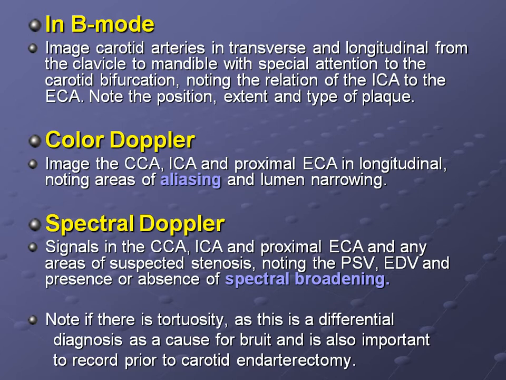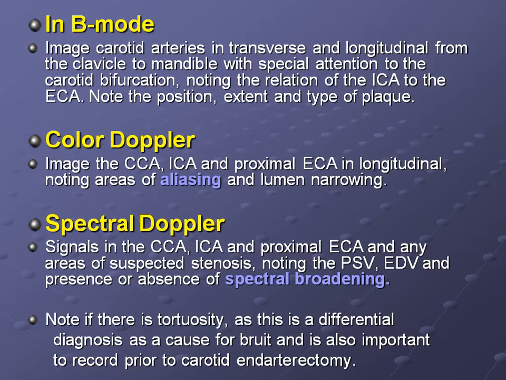In color Doppler, image the common carotid, internal carotid, and the proximal external carotid, also in longitudinal view, noting the areas of aliasing and lumen narrowing. The areas of aliasing are the areas that represent significant stenosis. If there is significant stenosis, there will be aliasing distal to it. We'll talk about it in a few minutes.